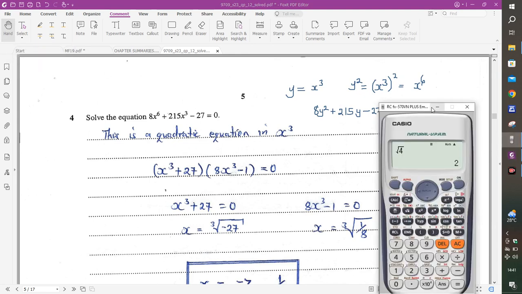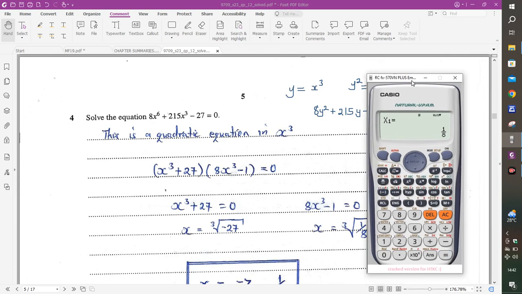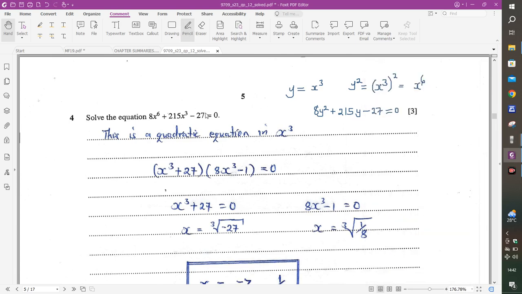You don't need to stress. You just put equation, that's 5, and this is a quadratic, which is 3. Then I just put the coefficient. So we have 8, then we have 2, 1, 5, then we have minus 27. Then you press equals. So it will give me 1 over 8. Now, what I will do, I will just write, because it is a quadratic in x cubed, so I will just write my x cubed is equal to 1 over 8.